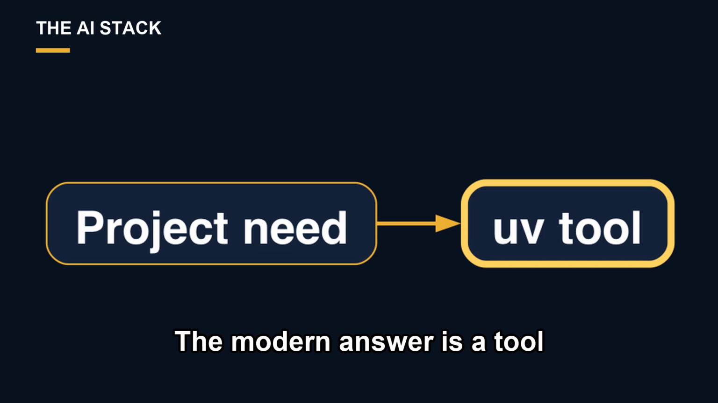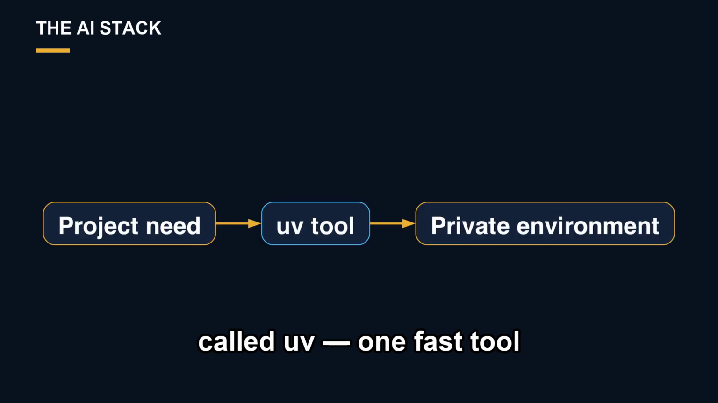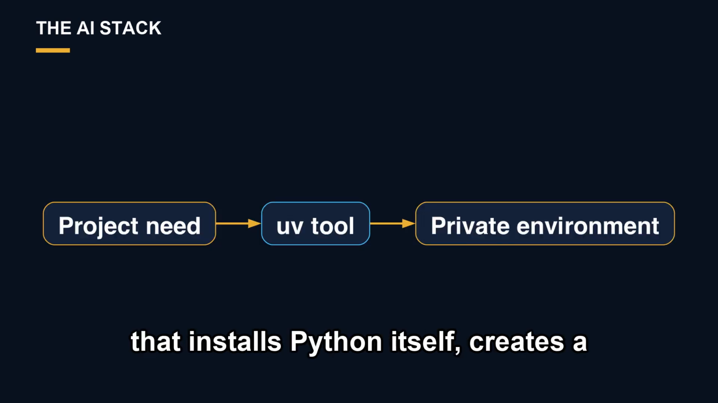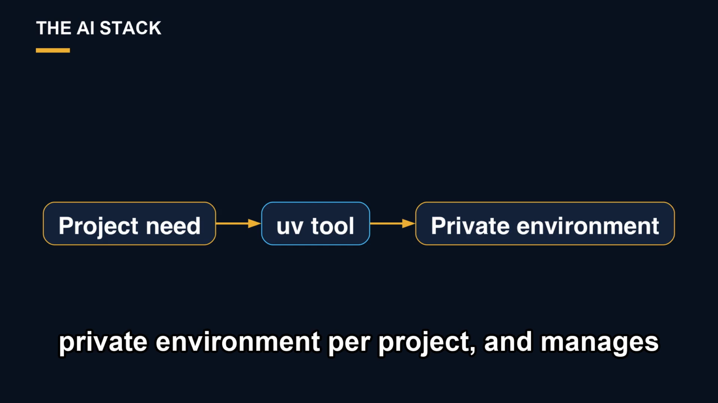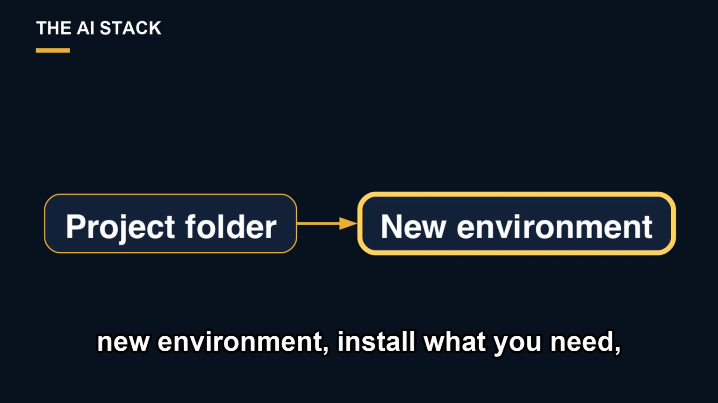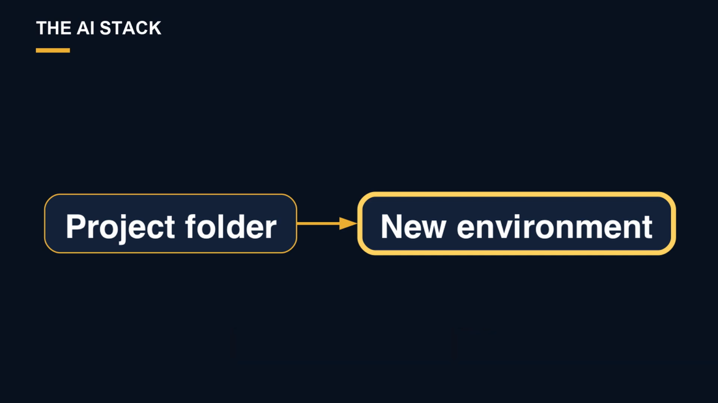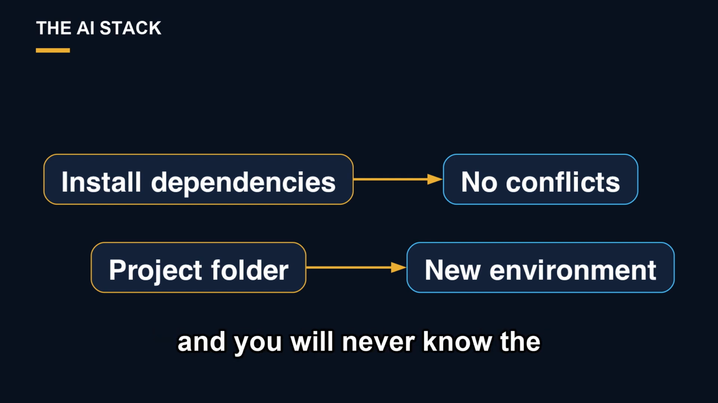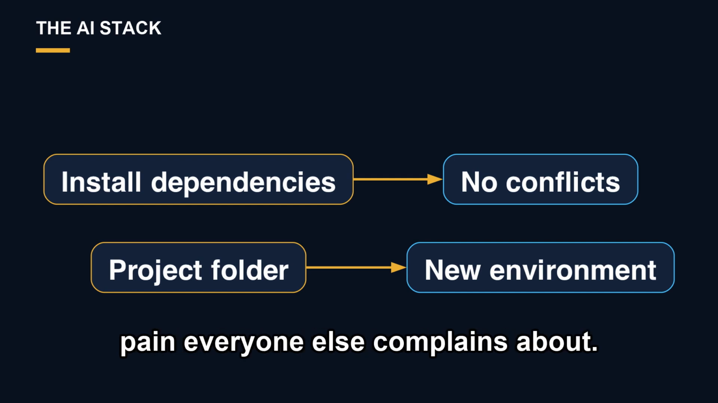The modern answer is a tool called uv, a fast tool that installs Python itself, creates a private environment per project, and manages packages. Project folder, one command for a new environment, install what you need, and nothing ever collides. Adopt this discipline on day one, and you will never know the pain everyone else complains about.